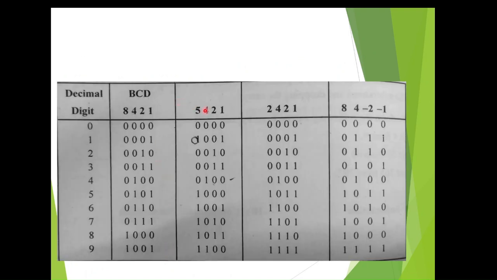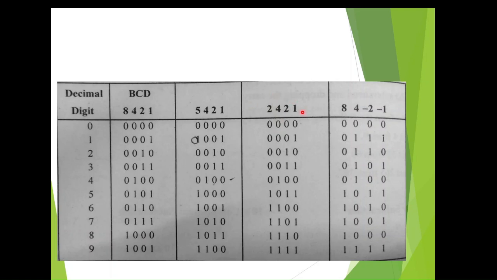Similarly, we have other types of weighted codes: 5421, 2421, and 84-2-1. So as you notice, it need not be positive weights, it can be negative weights also. For example, in 84-2-1 code, if I want to represent 1, then 4-2-1, so 0111. Similarly, if I want 2, 4-2 is 2. If I take 9, 9 is 8 plus 4, 12. 12 minus 2 is 10. 10 minus 1 is 9. So 1111. Similarly, any number we can represent.